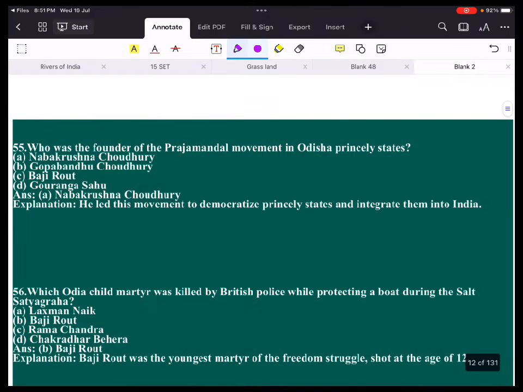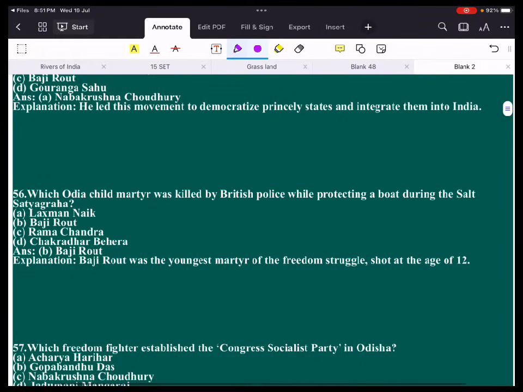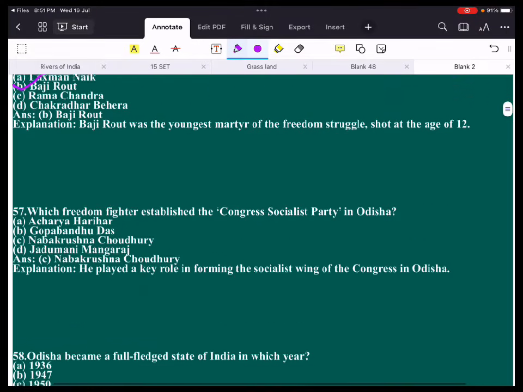Who was the founder of the Prajamandal movement in Odisha princely states? That is Navakrishna Chaudhary. Option A. Which Odia child martyr was killed by British police while protecting a boat during the Salt Satyagraha? That is Baji Raut. Option B is the correct answer.